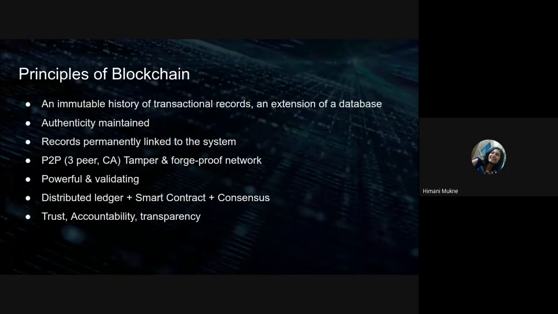So, to summarize all of this, a blockchain is a peer to peer distributed ledger that is forged by consensus and combined with smart contracts through which you can prove if your transactions are valid or not. So that in a way epitomizes trust, accountability, and transparency across the entire network.